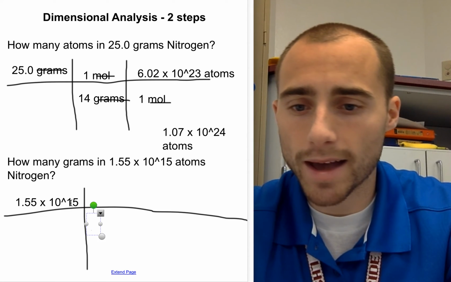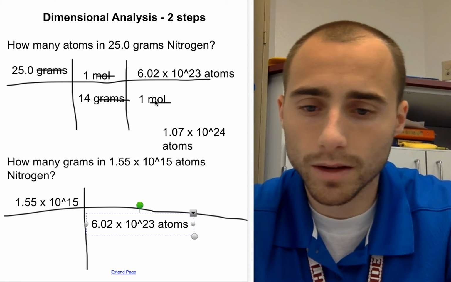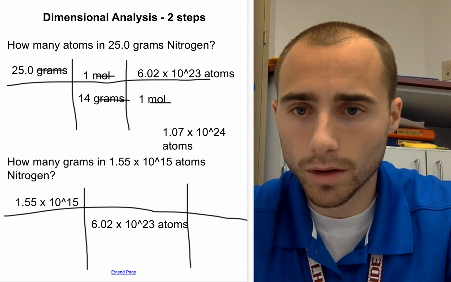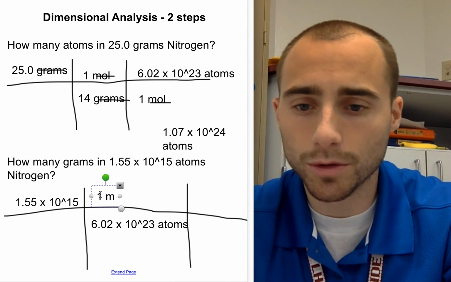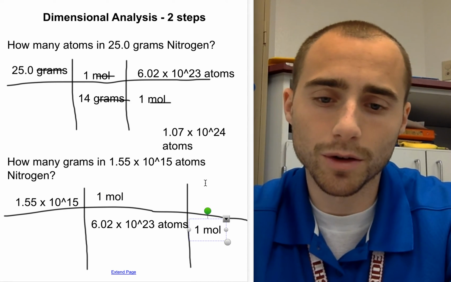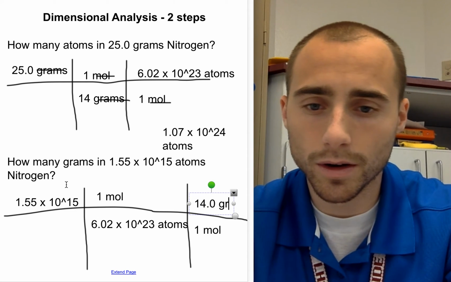So diagonal from atoms, just like on your pink sheet, you put 6.02 times 10 to the 23rd atoms. And then 1 mole above that, because that's equal to 1 mole. And then down here, you would put 1 mole to cancel out that mole, because now you're going from moles to grams. And then nitrogen is 14.0 grams.